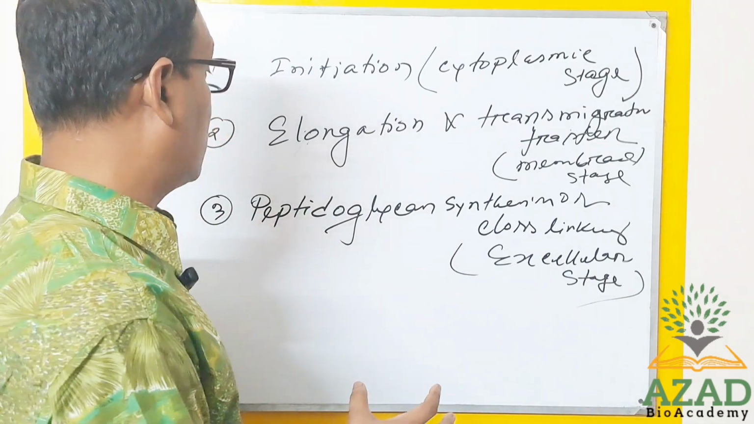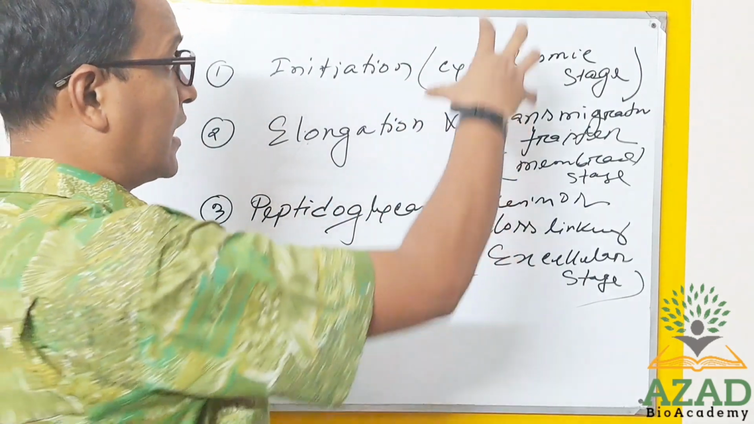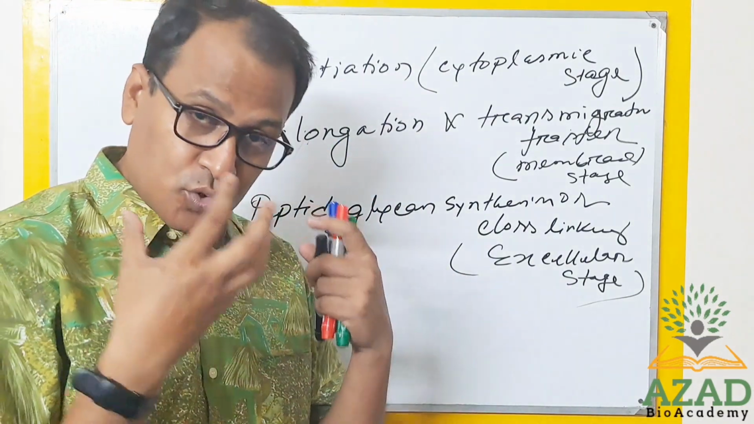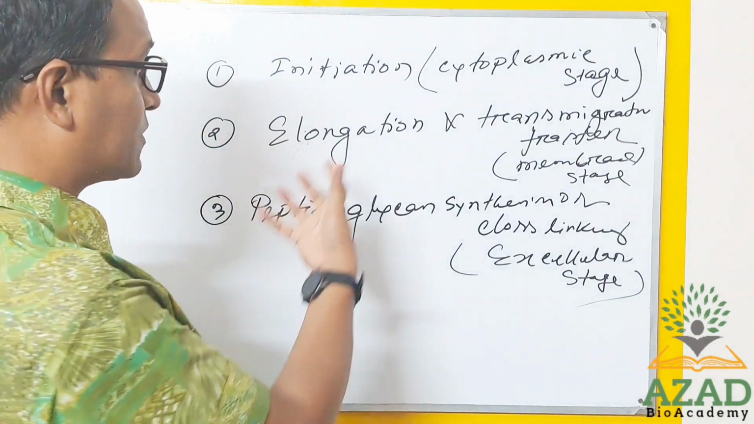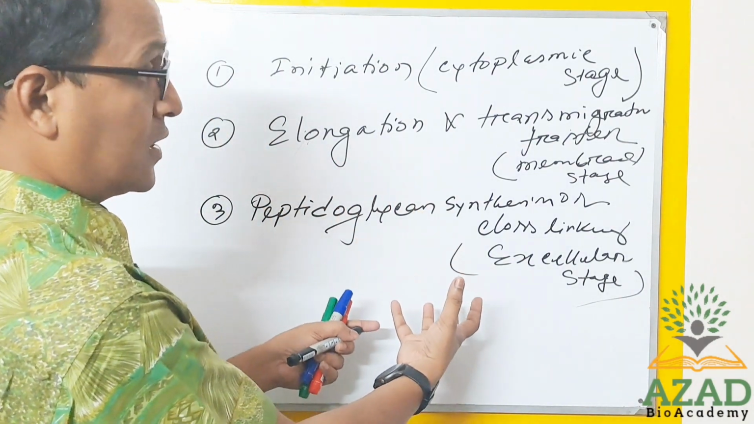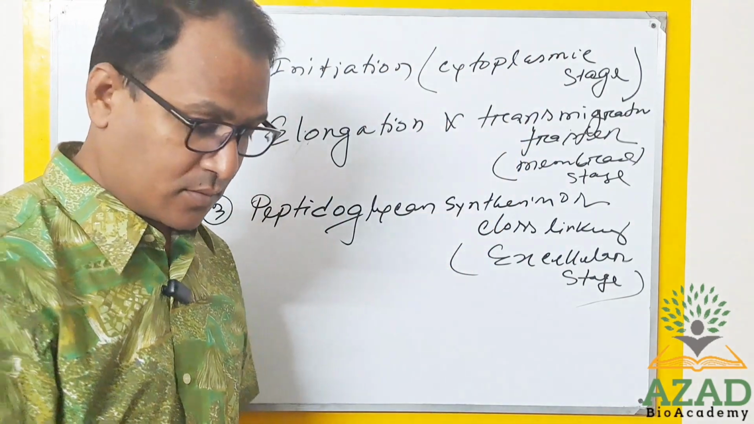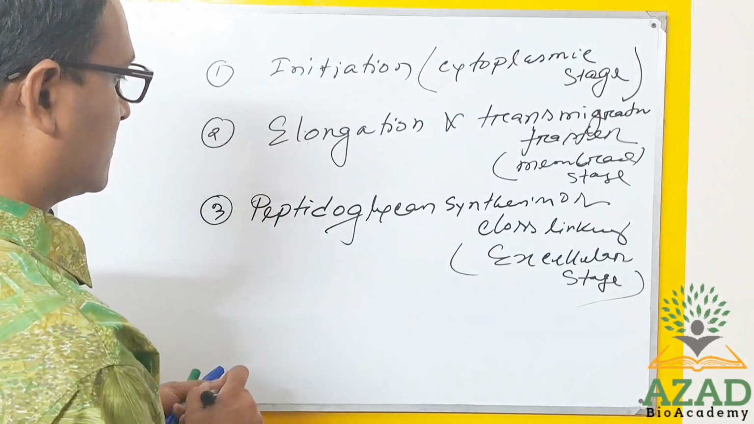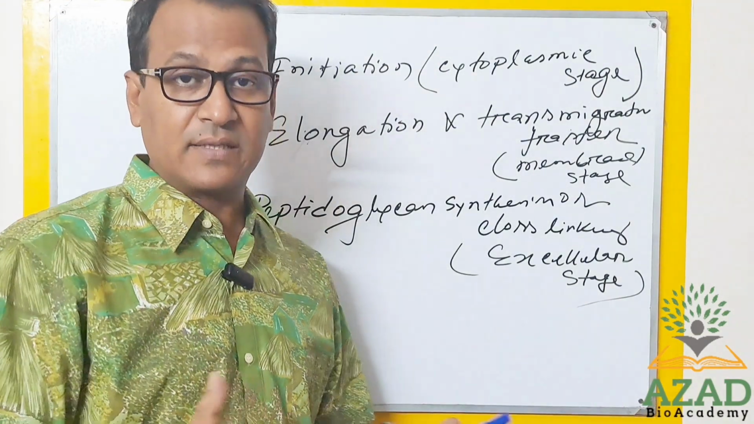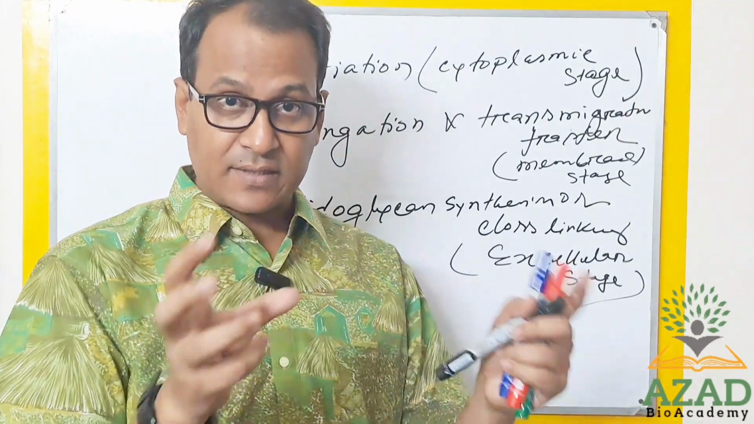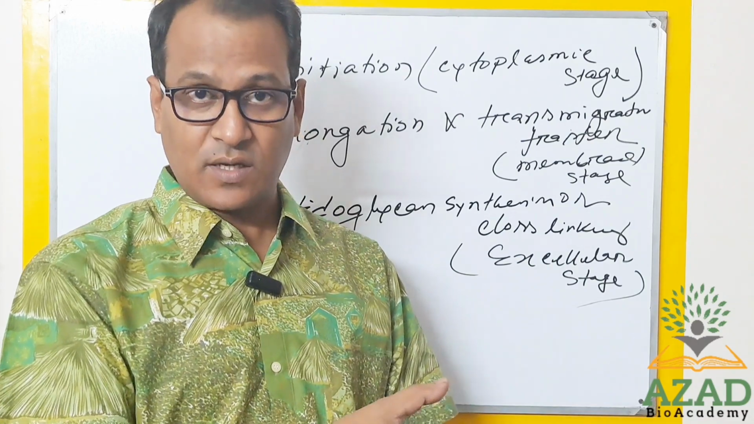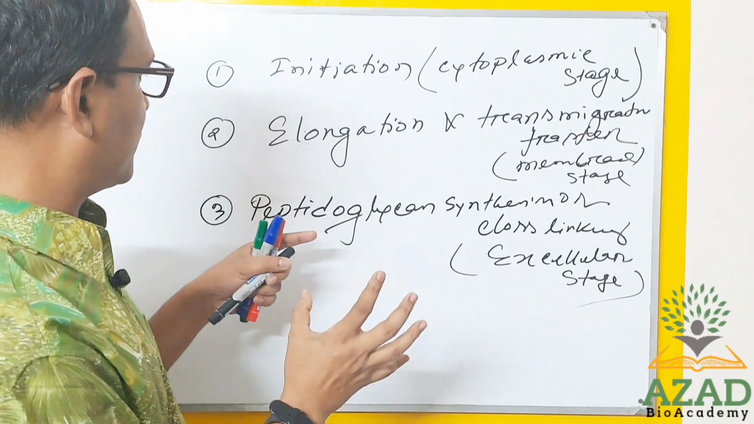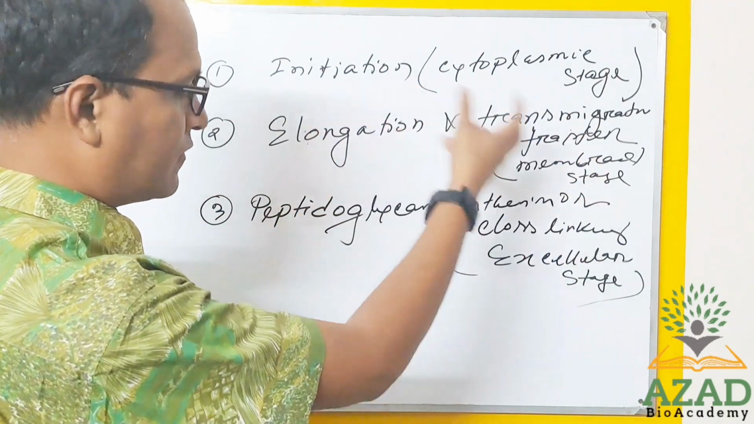So firstly, I will go for initiation, that is the cytoplasmic stage. What will happen inside the bacterial cell to produce the building block of peptidoglycan, basically of the bacterial cell wall? Okay, you can think of it like a wall which is basically built up of bricks and cement and sand. Such types of materials will be very necessary for the formation of the bacterial cell wall.